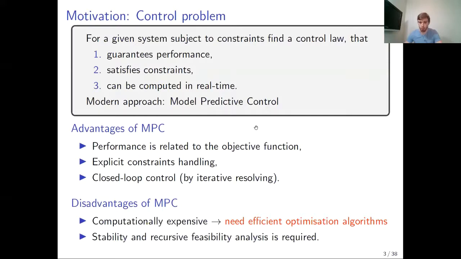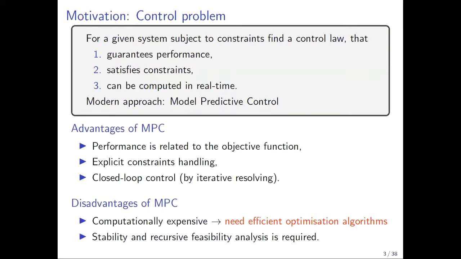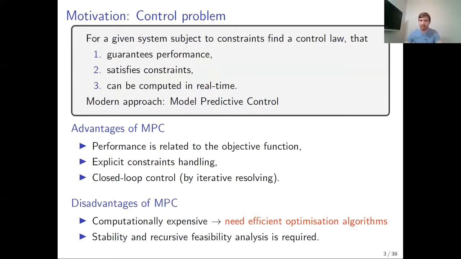Let's say we have a controllable dynamical system, and we want to establish a control technique that can guarantee performance, satisfies constraints, and can be computed in real time. A modern approach is a model predictive control technique. As advantages, I should highlight that performance is usually related to an objective function, and MPC is based on minimizing the objective function, subject to a model of a dynamical system, which allows to explicitly handle the constraints and, by iterative resolving, establish a closed loop control.